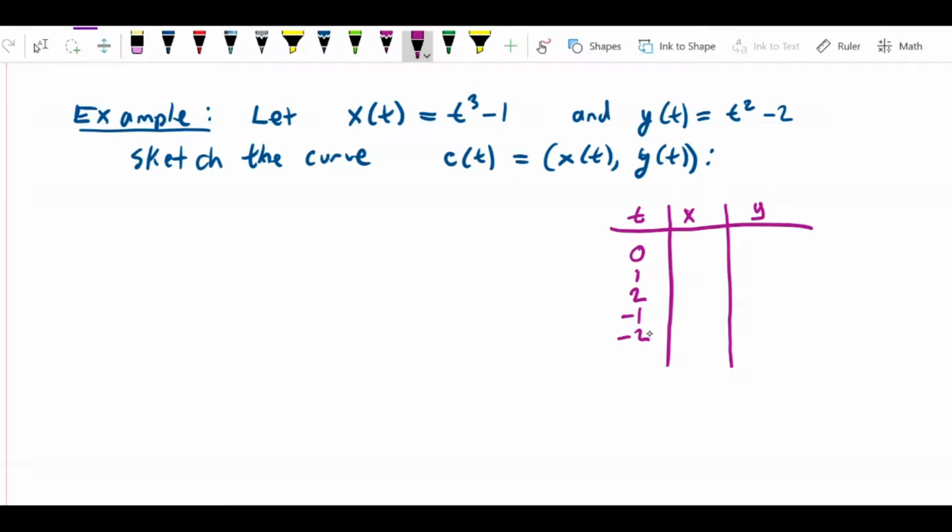All right, so we can fill in x and y for t equals 0. When I plug in t equals 0 into the equation for x, I get 0 cubed minus 1, which is -1. And when I plug 0 into the function for y, I get 0 squared minus 2, which is -2. I'm just going to zip through filling in a couple of other values, which you can imagine plugging in these values of t into the equations for x and y. Okay, so now we have several values of x and y, and we can simply plot the curve.